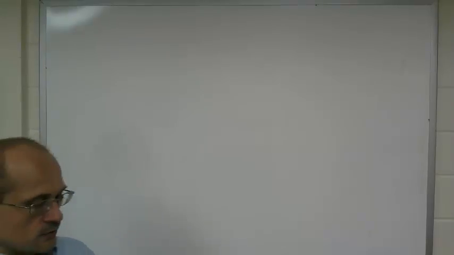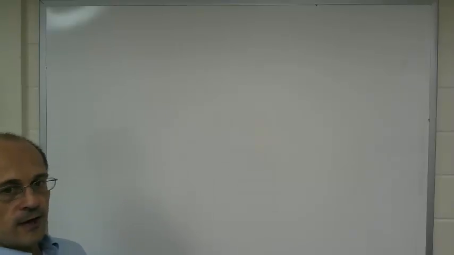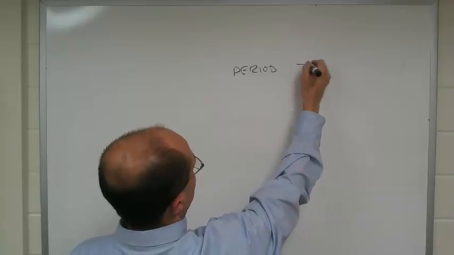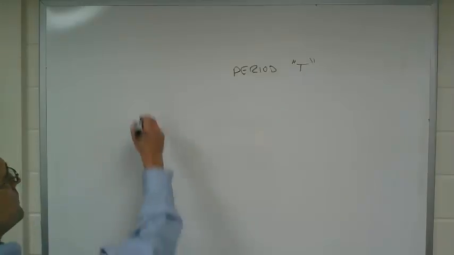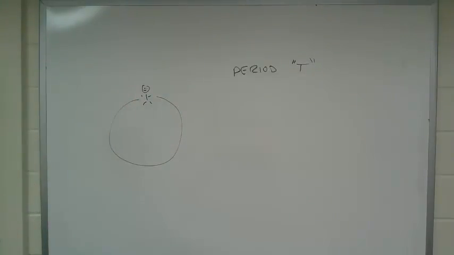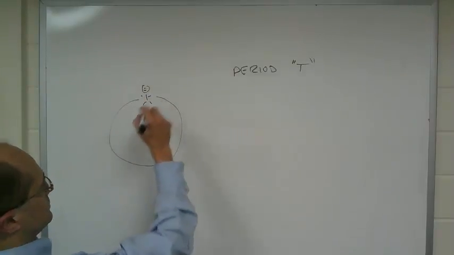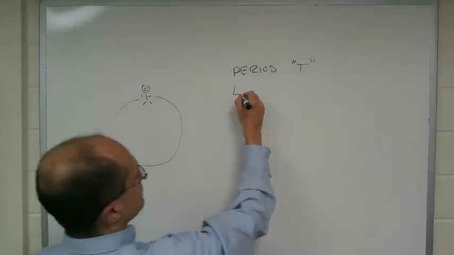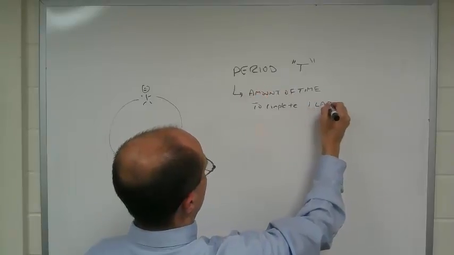Alright, we want to look at circular motion, and in this video we want to introduce a few new vocabulary terms. And the period gets the capital letter T. So the period is a time, and if you think of somebody running around a track, it's the time it takes to run one lap or complete what we would call one rotation. So if you think of someone running around on a track, the period is the amount of time for one lap.